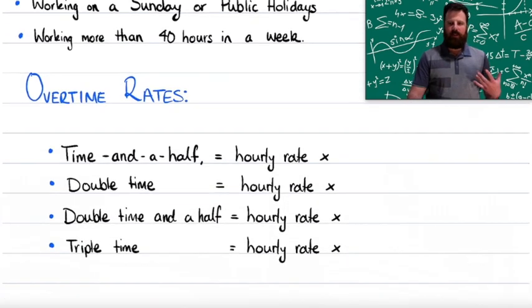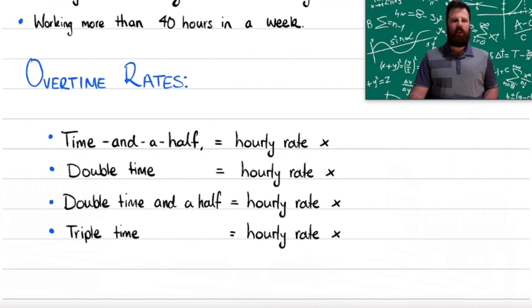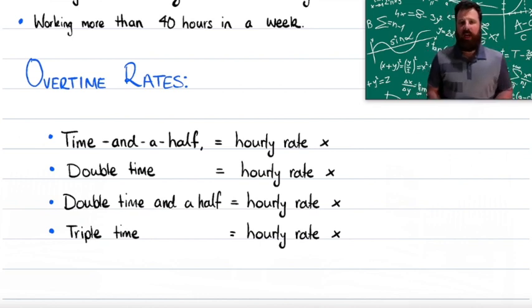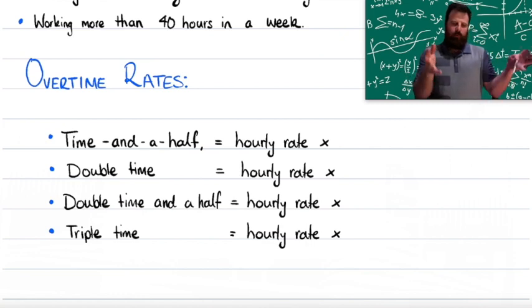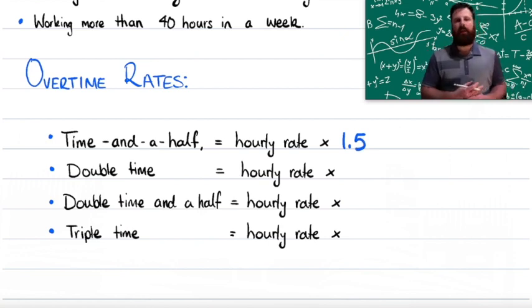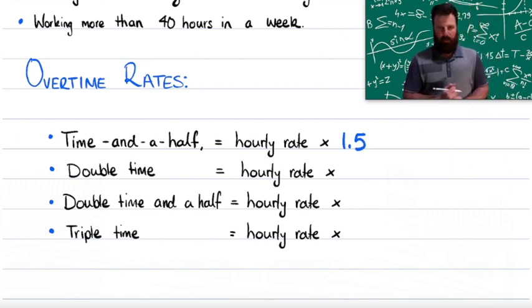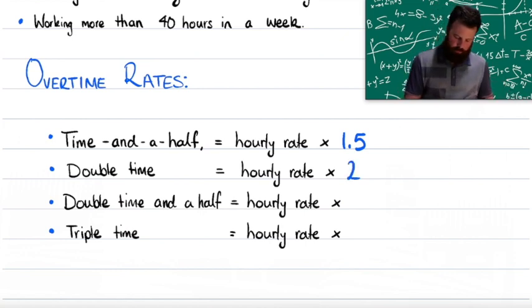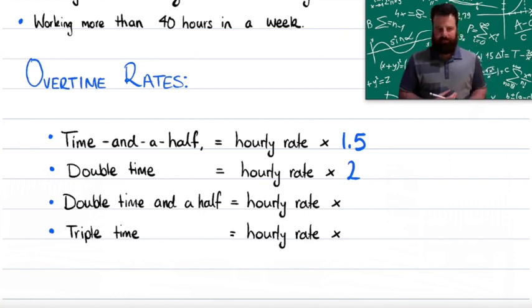A couple of phrases you hear thrown around when we talk about overtime is time and a half. Time and a half is where you get all of your hourly pay and then you get paid half of it again, so it's all your pay plus half of it as extra. We multiply our hourly rate by 1.5. When we get paid double time, we're just multiplying our hourly rate by 2, getting double what we normally would get.